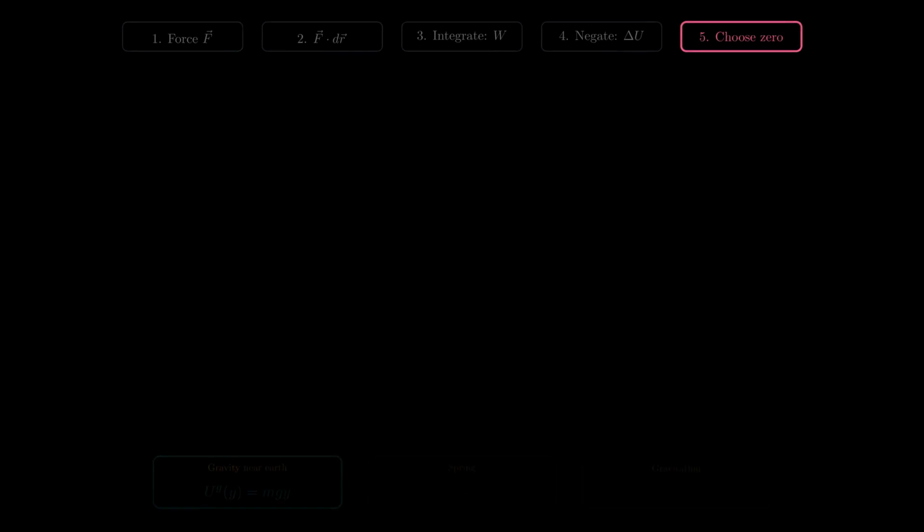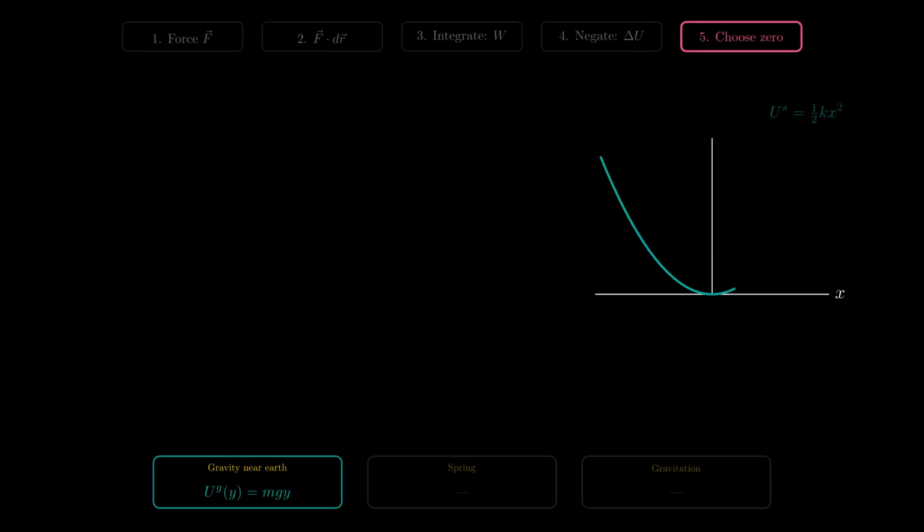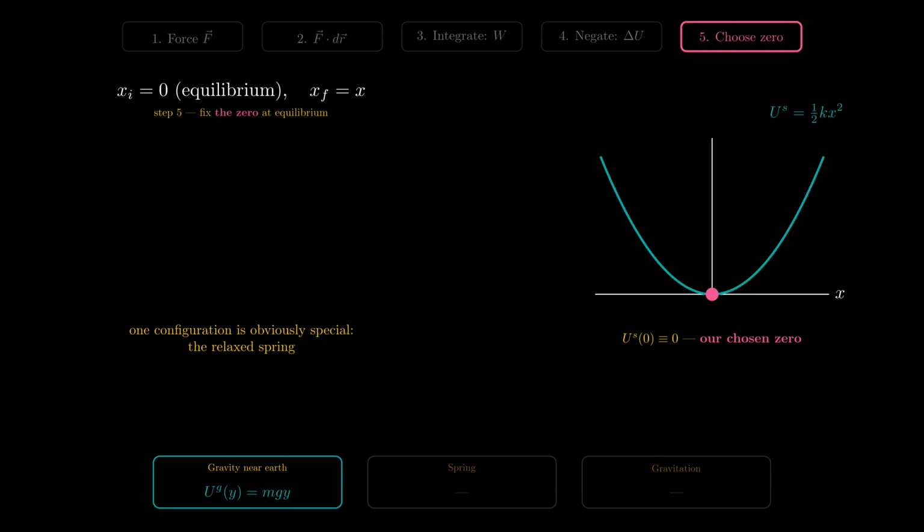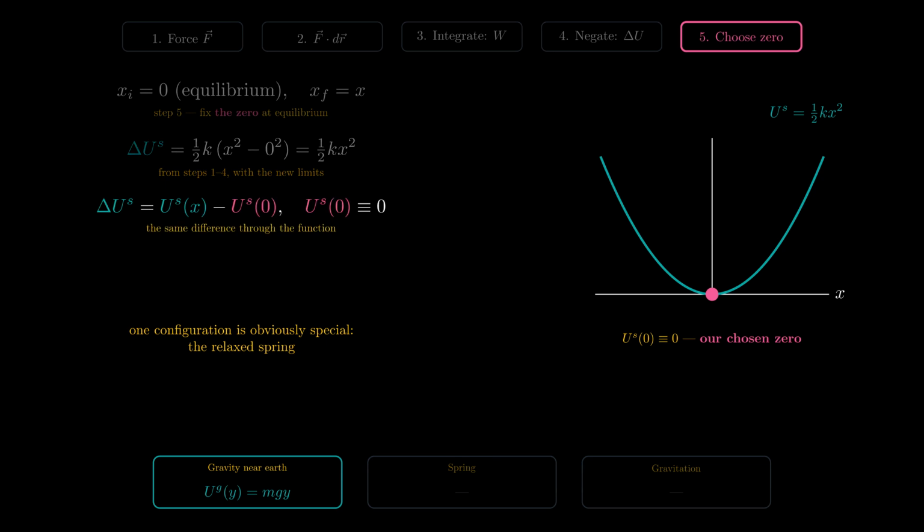Step 5, the spring's zero. One configuration is obviously special: the relaxed spring at x equals 0. Start at equilibrium, end at an arbitrary x. The recipe gives delta U equals 1/2 kx squared, and delta U also equals U of x minus U of 0. Define U of 0 as identically 0, and the function follows.